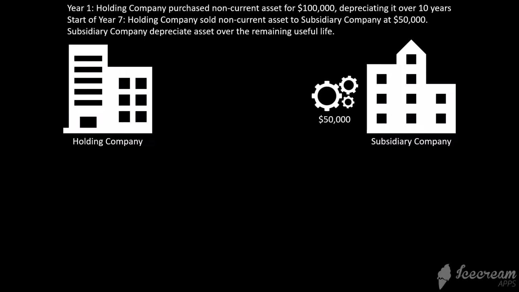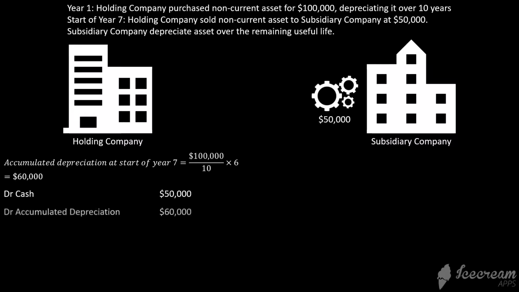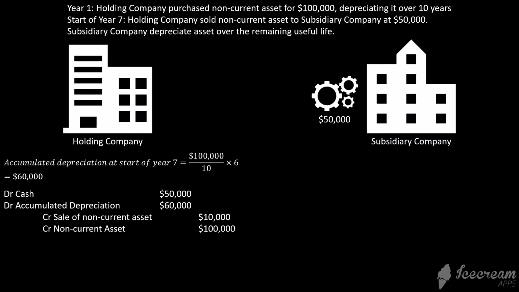Before I tell you the consolidation journal entries for this transaction, let's consider what each individual company will record in year 7 when the sales is made. In year 7, the accumulated depreciation recorded by the holding company is $60,000. So the holding company will debit cash $50,000, debit accumulated depreciation $60,000, credit non-current assets $100,000, and credit sale of non-current asset $10,000 to record the sale of non-current asset.